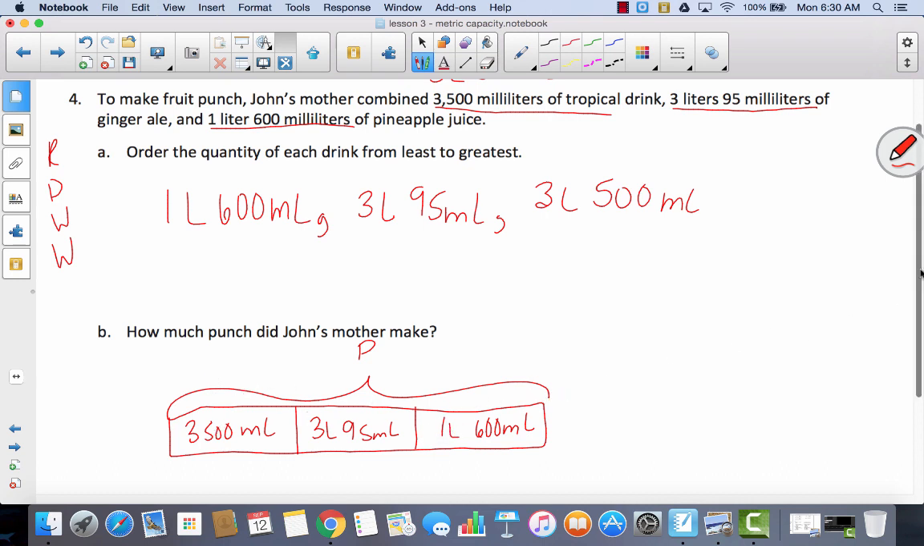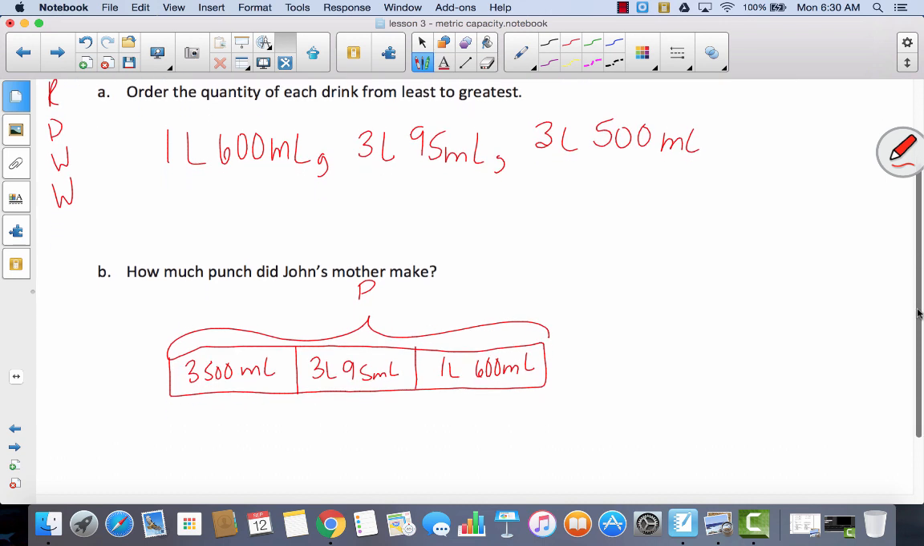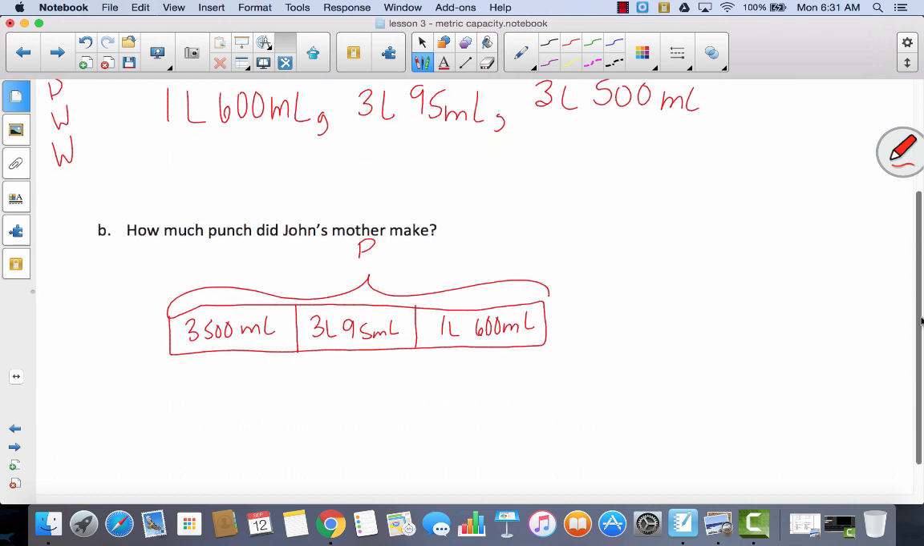I'd like for you to go ahead and solve the rest of this problem by yourself. I want you to write your addition sentence and then write your answer as a statement, and then let's come back and check. If you get stuck, you can always press play.